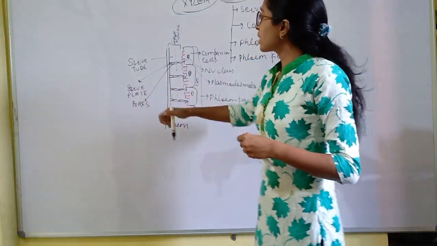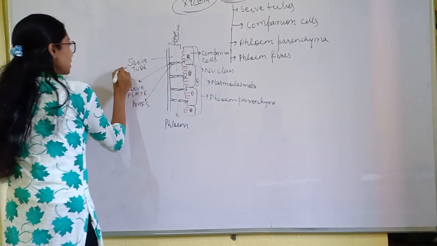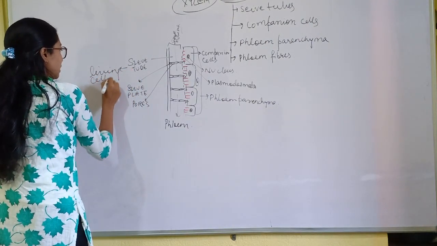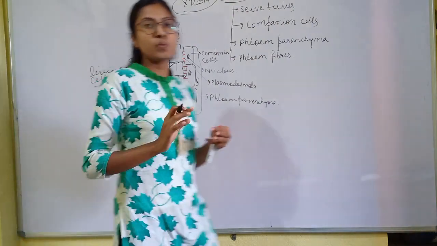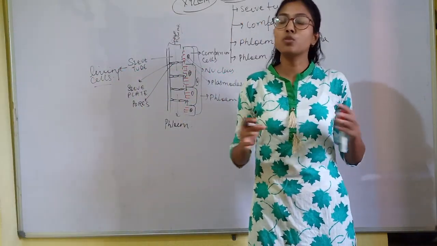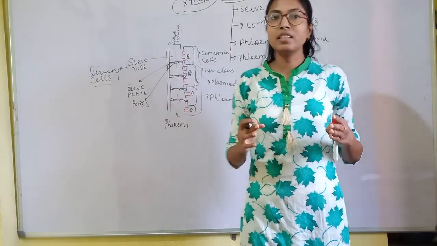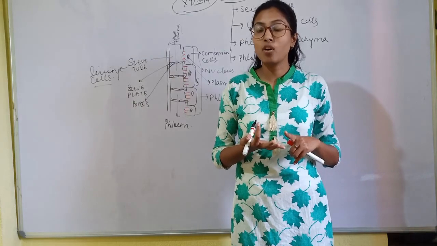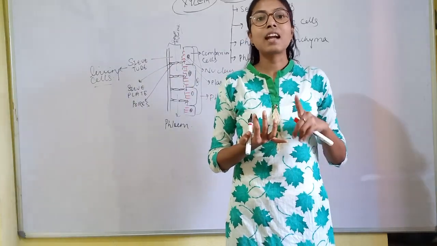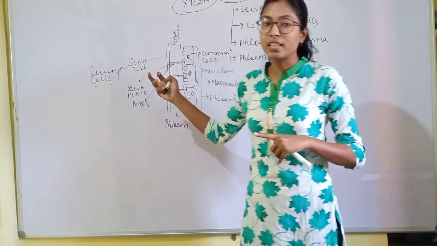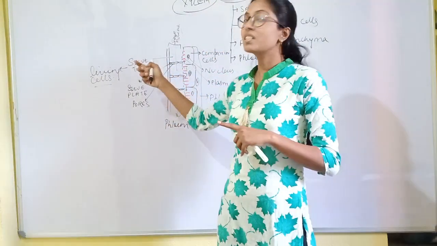Now sieve tubes are living cells. Now sieve tubes at maturity lose their nucleus, cytoplasm, ribosomes, everything. So we have studied that when a cell loses its cytoplasm, nucleus, or cell organelles, we say that that cell is dead. But even though the sieve tube does not have a nucleus, we are saying that the sieve tube is a living cell.